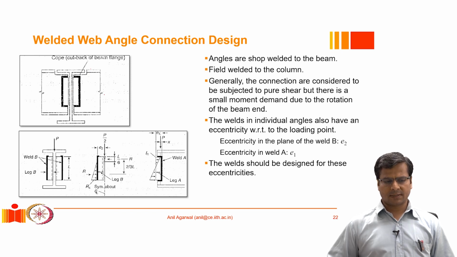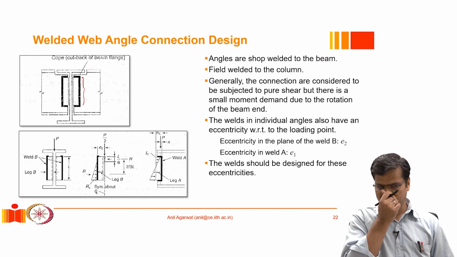There is always, as we had mentioned, that all the connections that we call simple connections still have some level of moment resistance, because we can never connect a member exactly at one point. It always has to have some level of it.